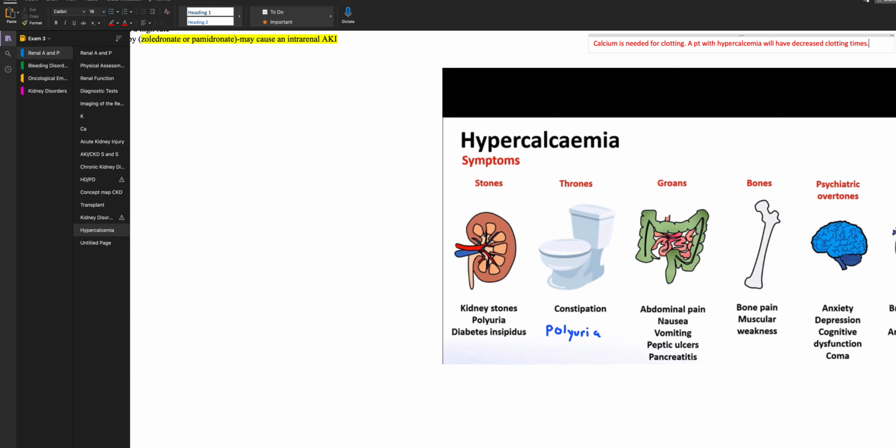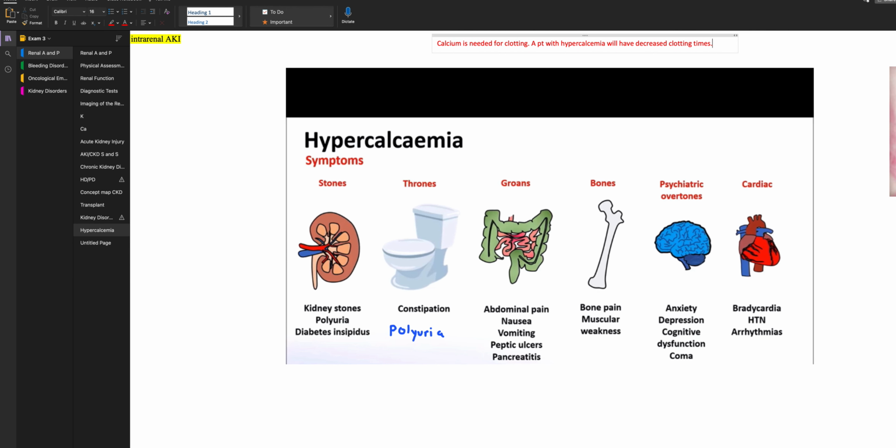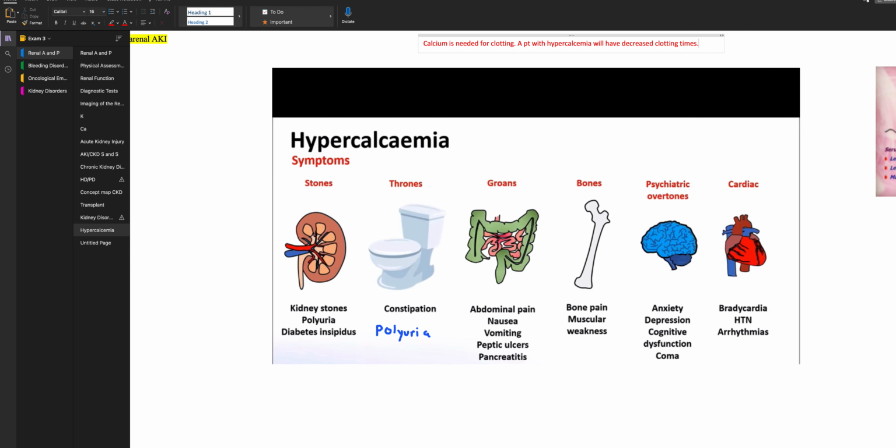Groans, okay, they can have peptic ulcers and pancreatitis with hypercalcemia, abdominal pain. But as you know, it's not that common for hypercalcemia. It's not one of the two most common ways to get pancreatitis. All right, bones, so they could have bone pain, bone fracture, muscular weakness. Psychiatric overtones: they are really down, really flat, apathetic, depressed, and can go into a coma. And then cardiac-wise, they're going to have a short QT, arrhythmias, hypertension, cardiac arrest. Those are what we're watching out for.